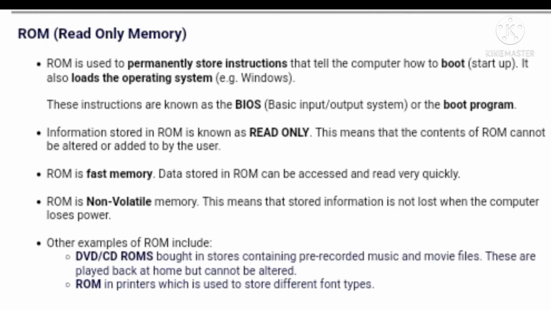Other examples of ROM include DVDs and CD-ROMs, both in stores containing pre-recorded music and movie files. These are played back at home but cannot be altered. Another example is ROM in printers, which is used to store different font types.